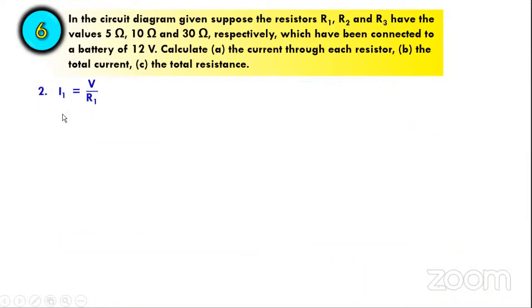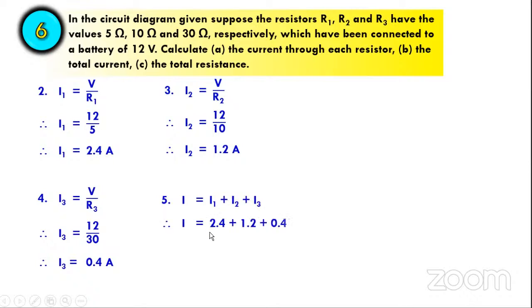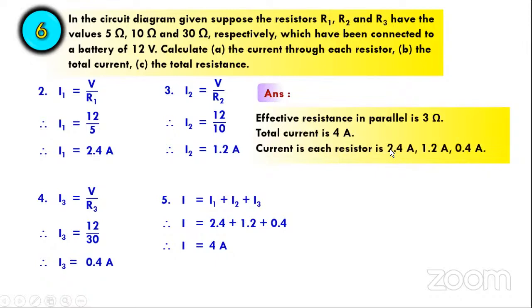Then I1 is equal to V by R1. Simply you got this 2.4, and here it is 1.2, and the next one is 0.4. These three I values we got, and the sum of these three is 4 amps. Very good, so this question is over. The simplest way. Answers: effective resistance is 3 ohms, total current is 4 amps, and the current in each resistor is 2.4, 1.2, 0.4.